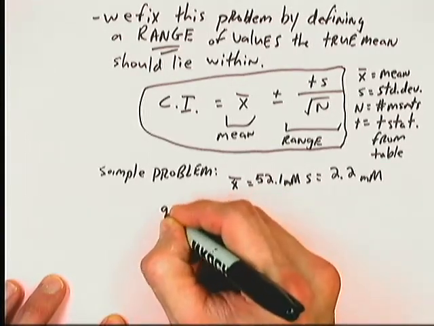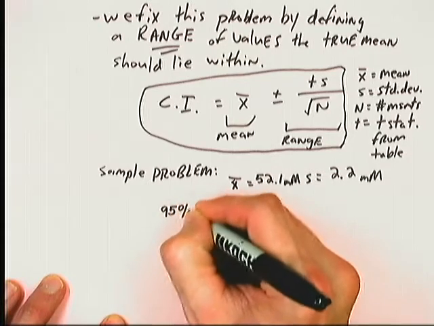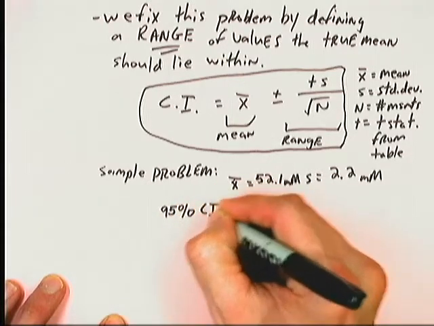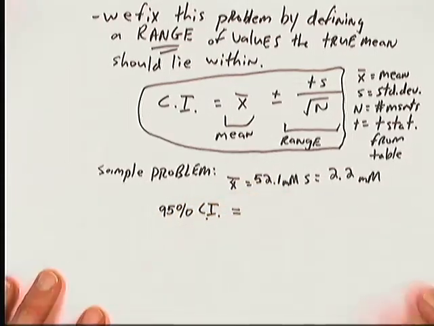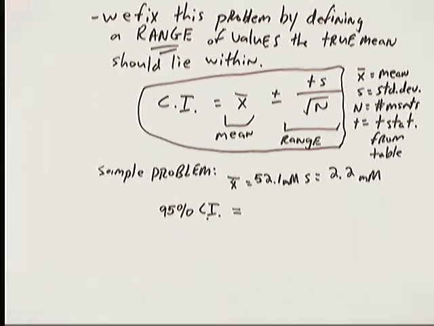In this particular example, I would like to compute the 95% confidence interval. Remember on the previous slide I talked about the confidence interval being a range of values within which we have a specified probability of finding the true population mean? Well, this is going to be our specified probability here. It's 95%. I could make that 90%, I could make it 99%, 99.5%.